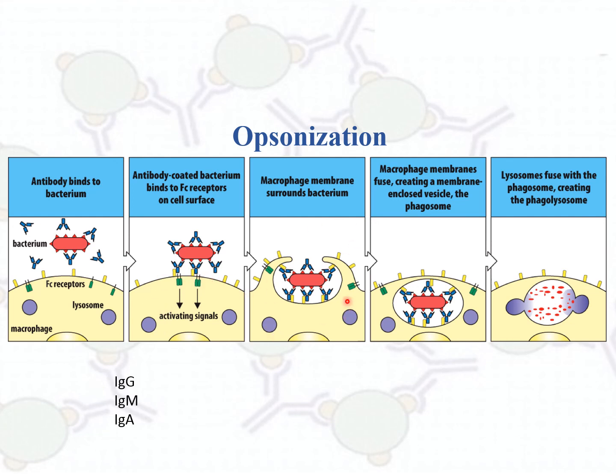These macrophages then surround the bacteria and endocytose them. Within the endocytic vesicle, lysosomes fuse with it and result in a phagolysosome. Within the phagolysosome, the bacteria is digested. In opsonization, three main antibodies are involved: IgG, IgM, and IgA.